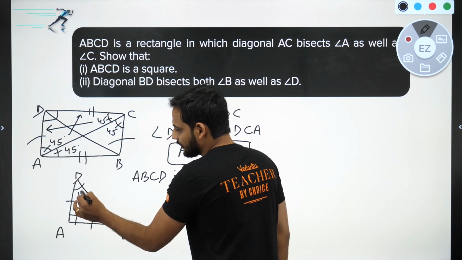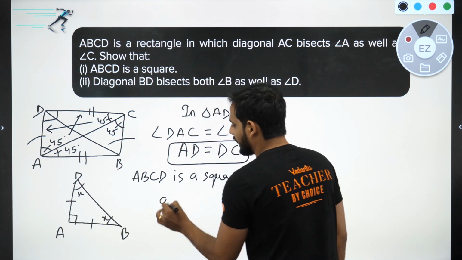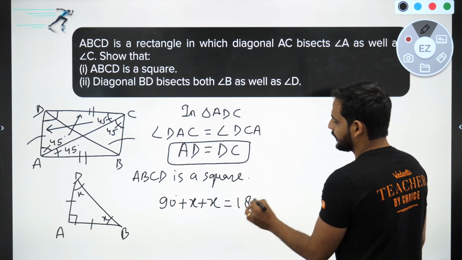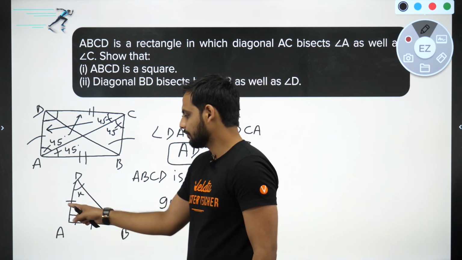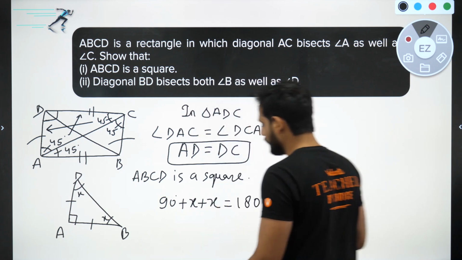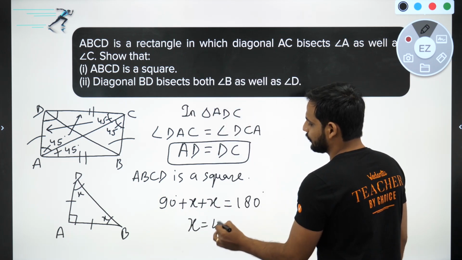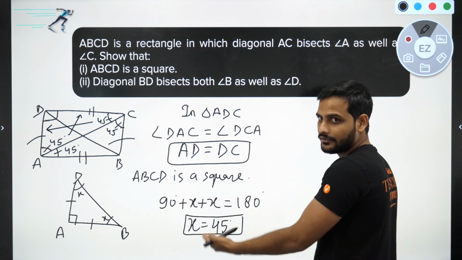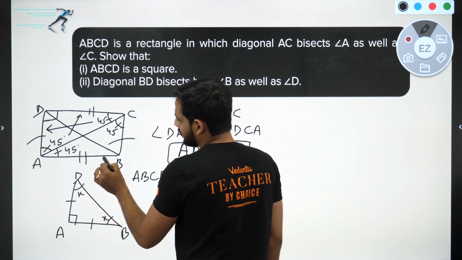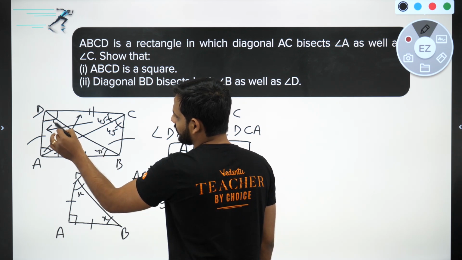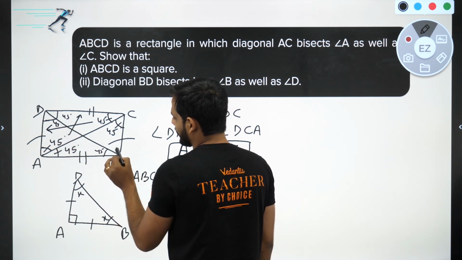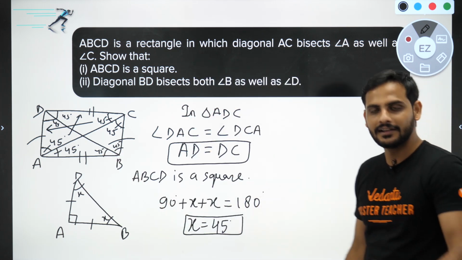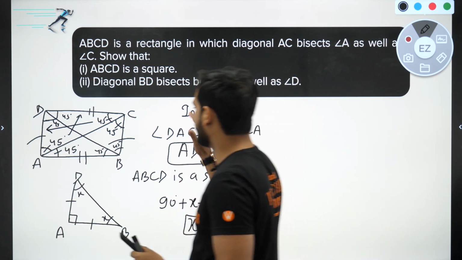Right? So this is 90, let us say this is X, this is X. You'll be getting 90 plus 2X equal to 180 degrees. Why can I say these two angles are equal? Because these two sides are equal. So 2X is equal to 90, so X is 45 degrees. That means this angle is 45, this angle is 45, so the rest of the part, this is also 45, this is also 45, because all angles are 90 degrees. So BD is also bisecting angle B as well as angle D.